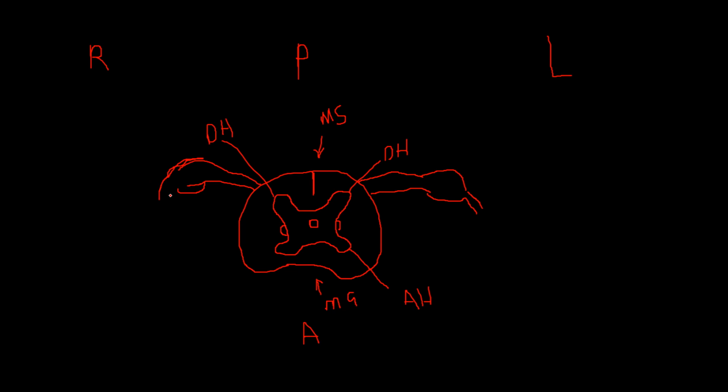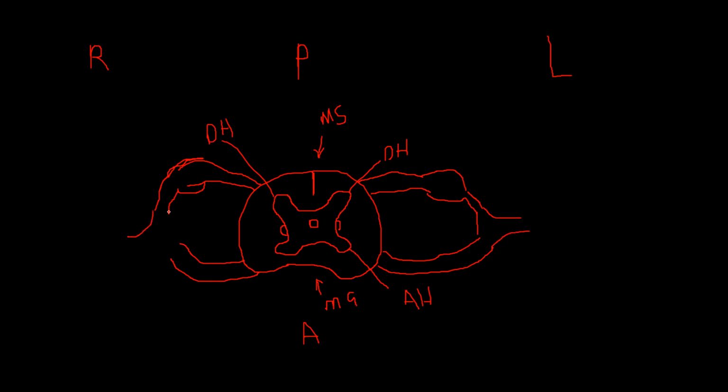Then arising from the anterior aspect, you have what is known as the anterior nerve root. This one does not have any swelling. And the anterior nerve root is going to be purely motor, so it's going to be consisting of only motor fibers. Now, these nerve roots are going to merge. And once they merge, they're going to form spinal nerves. So this is how a spinal nerve is going to be formed.